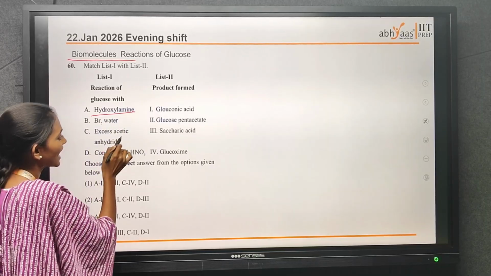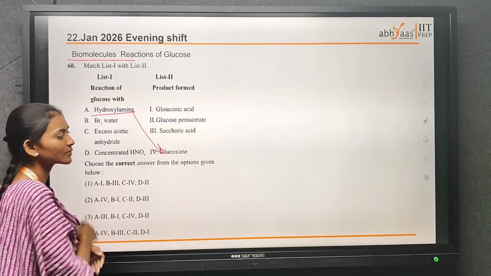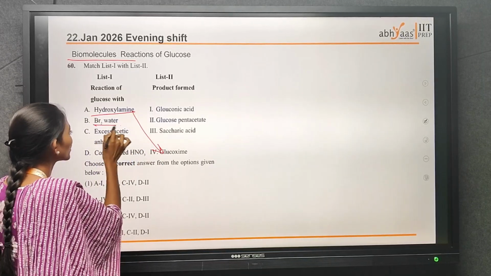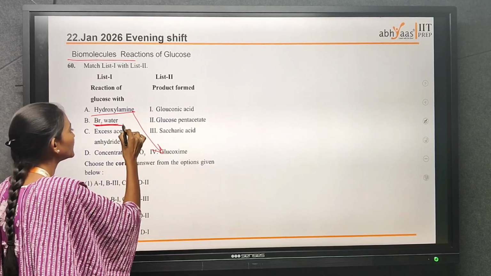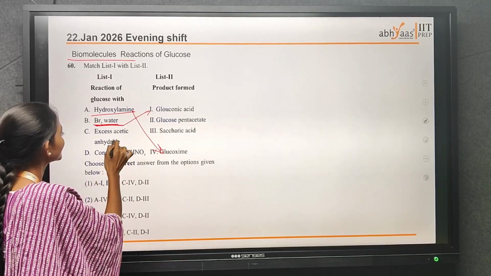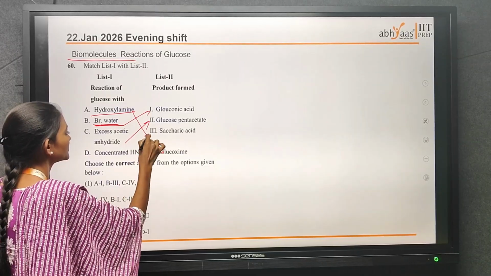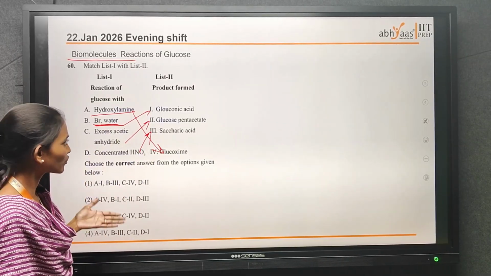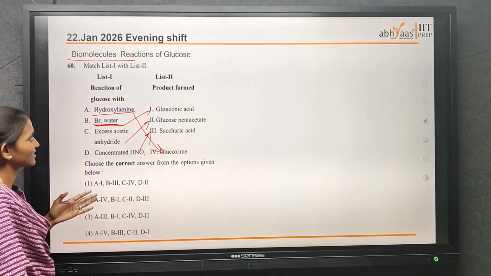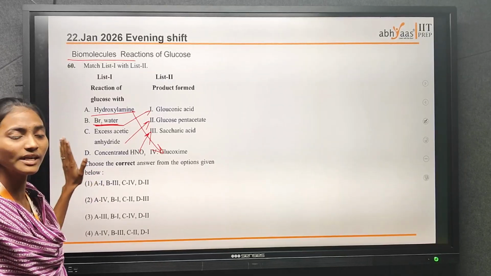Hydroxylamine. See, hydroxylamine means which is directly to glucose oxime. And bromine water, where we can use, we will use for gluconic acid, right? And excess acetic anhydride, which is glucose pentaacetate. So concentrated HNO3 means directly saccharic acid. So if you know at least 1-2 options, you can answer easily. Not that much lengthy question, but it is easy one.